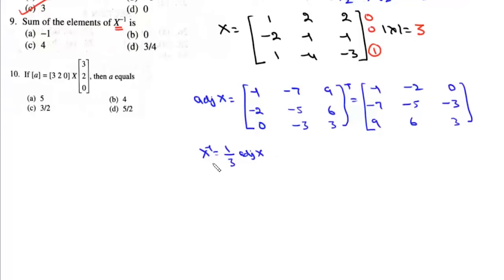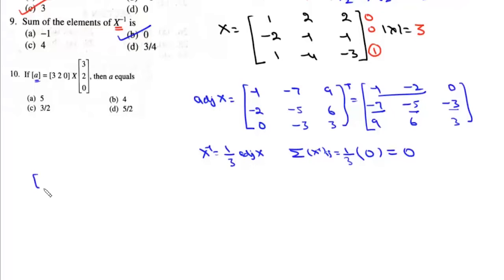Now we need not find x inverse, we just need to find sum of elements of x inverse. Now sum of elements of x inverse will be this 1 by 3, and then sum of elements of this adjoint. So it will be minus 3, minus 7, minus 10, minus 15, minus 18, and minus 18 and plus 18 will be 0. So sum of elements of x inverse will be simply 0, and that's your option B. And finally, we need to find value of this A.